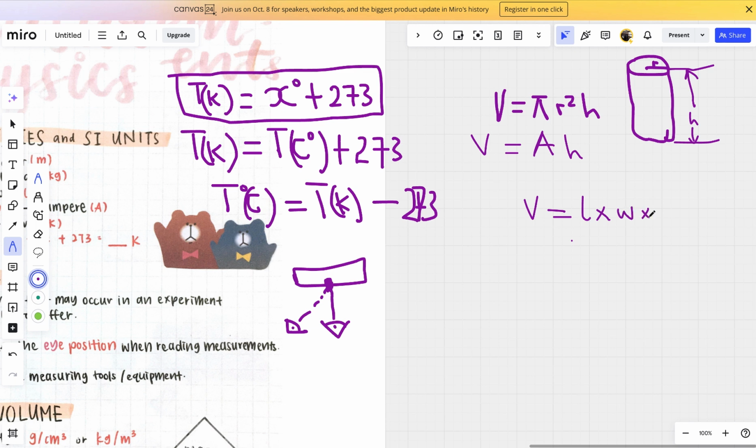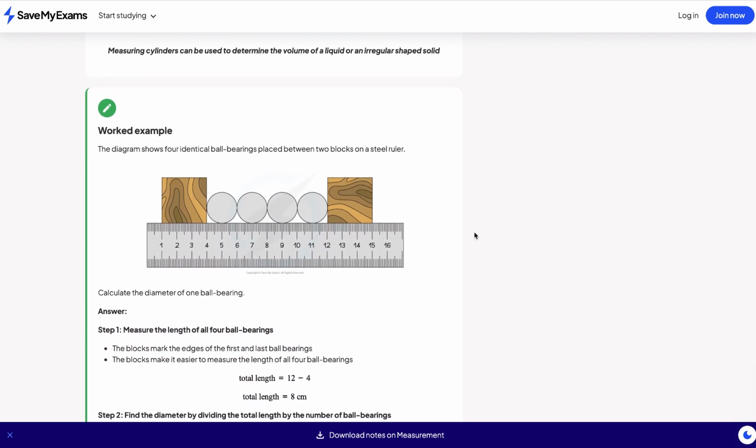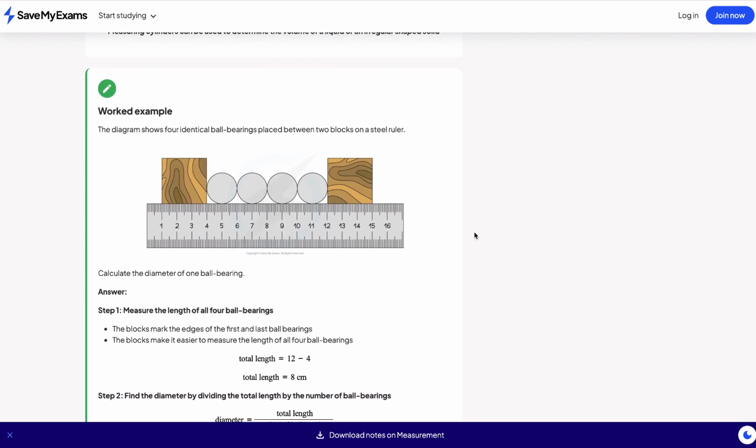So we can easily get the volume of any regular shape, but if it's an irregular shape, you put it in water. You measure the volume of water first, then you put it inside the water in a measuring cylinder. You subtract the two volumes, and you'll be able to get the volume of the irregular shape. Is that okay? So that's that for that.